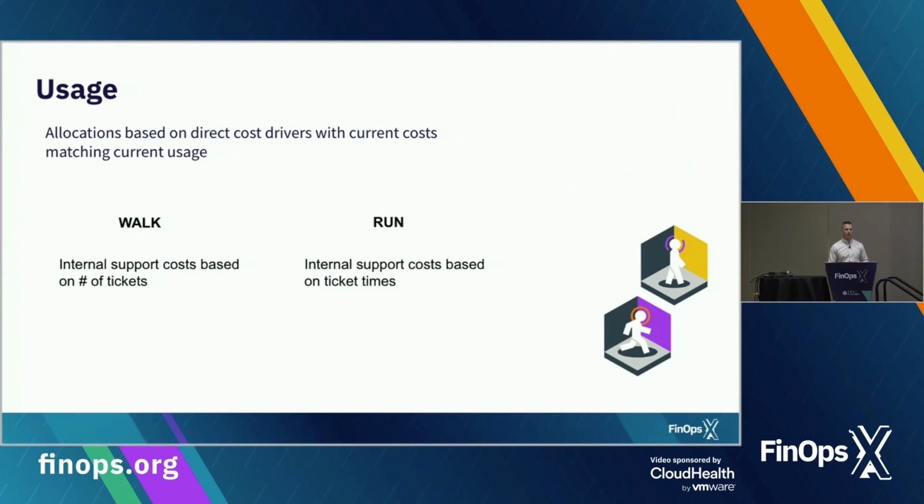So if we're looking at our internal support team's costs, a direct cost driver of that might be number of tickets. And so you could split the cost by the number of tickets per team, but not all tickets are the same. Some take 2 minutes to solve, some take 2 days to solve. And so you could look at actual ticket times, and that would just be taking it to the next level. And so it's all about just finding what makes sense. You come up with your list of shared costs, and you go through each one and you evaluate what makes sense for this cost.